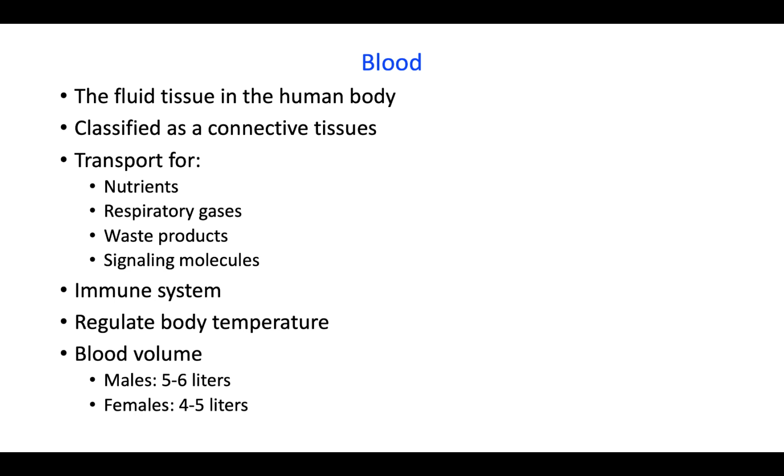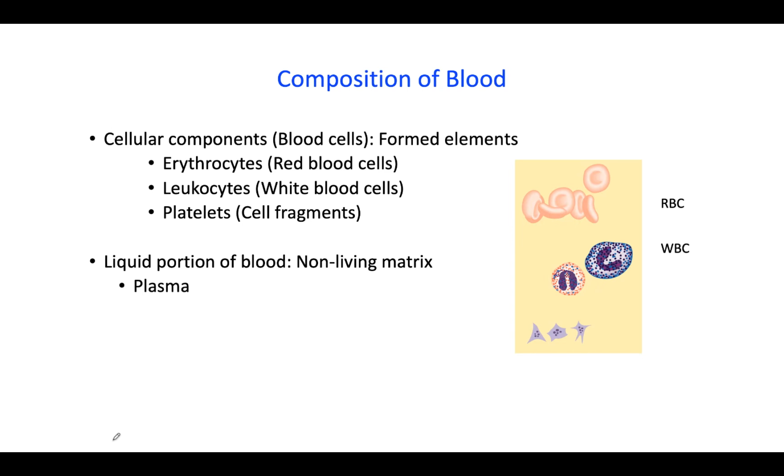The average blood volume of males is about 5 to 6 liters, whereas in case of females, 4 or 5 liters. Blood has a cellular component and liquid portion. Cellular components are composed of blood cells such as red blood cells, white blood cells, and cell fragments called platelets, which are one of the cellular components also.